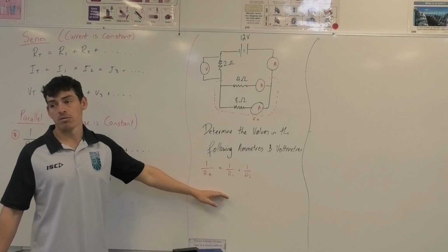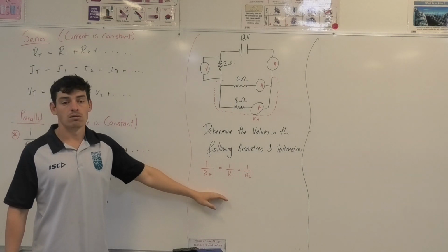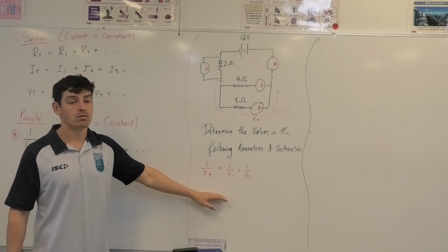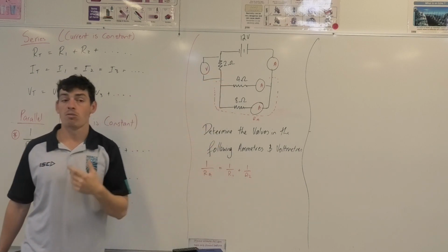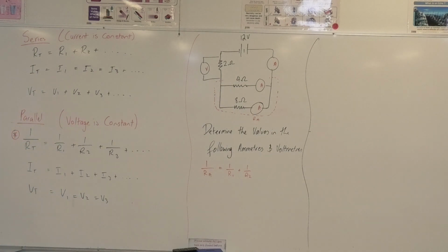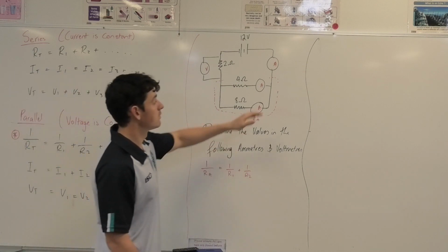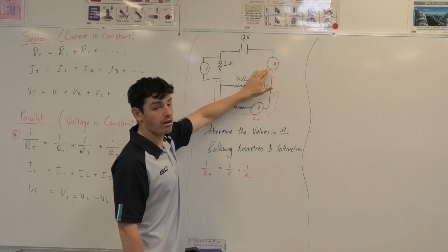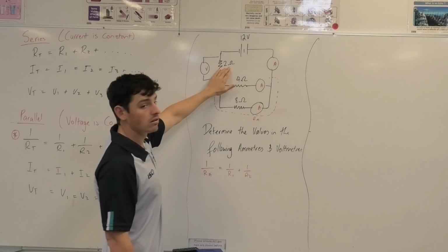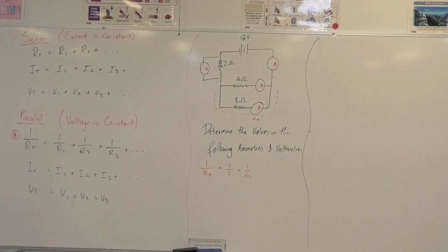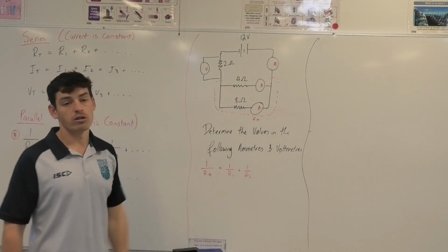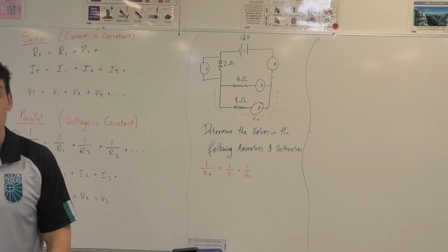Once I have RA, what am I going to do? Add it to my 2 ohms, and that will tell me my total resistance. Once I know my total resistance, what can I do? Find my total current. Once I have my total current, once I know my voltage, I know how much voltage is left, correct? And that will tell me the voltage through these two, which will help me find my current. Good luck.